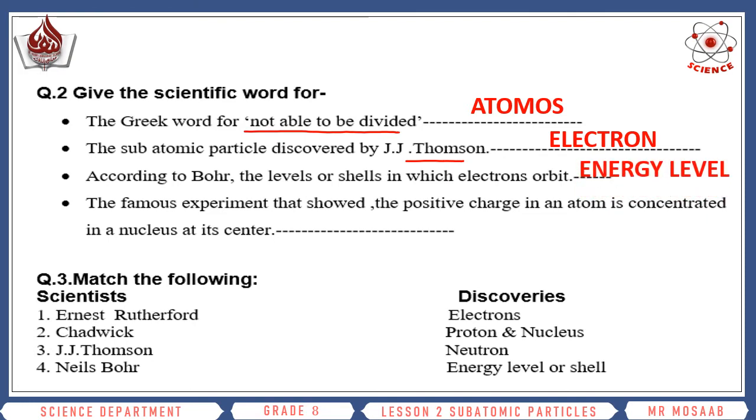The famous experiment that discovered the nucleus in the center of the atom, and it is positive, is called the gold foil experiment.